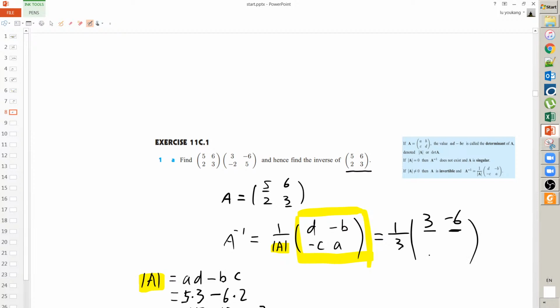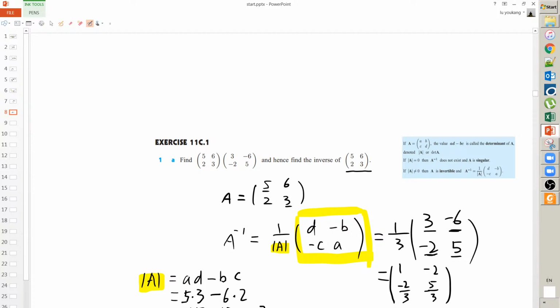So now let's fill in this blank. This blank should be minus C. C is 2. So minus C is minus 2. Then your A is 5, right? So therefore this blank is 5. So that's it. Your inverse is actually, you just times in your 1/3. So you get 1, you get minus 2/3, and then you get 2, and 5 over 3. Okay, so that's your A inverse.